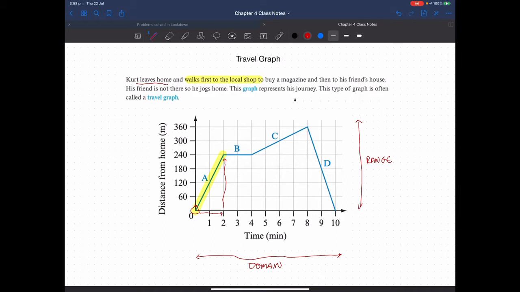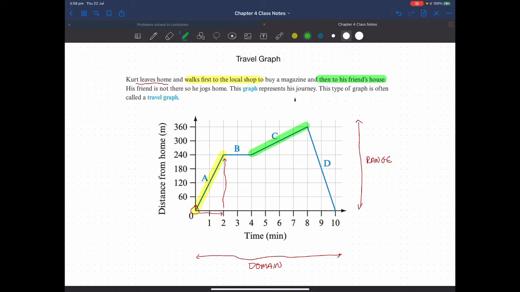Now I'm going to change the colour of my highlighter to green. It now says to buy a magazine and then, so the next part, to his friend's house. So this is the journey to his friend's house. To be at his friend's house, he needs to be moving. That's why the line is at an angle. So, you can see I've highlighted the line at an angle in green. That's his journey to go to his friend's house.